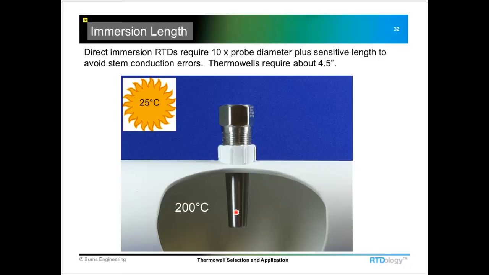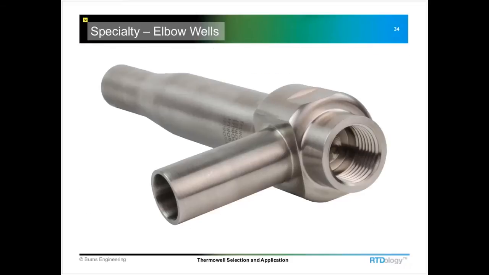Now if we maintain a sufficient immersion length, that cooling effect will dissipate before it hits the sensing element, and you'll still get a good, accurate measurement. But if you have too short of an immersion length, you are going to see some conduction error. Okay, thanks, Bill. Appreciate it.